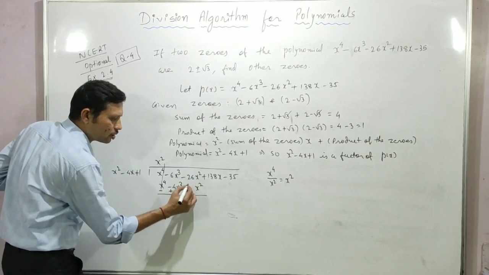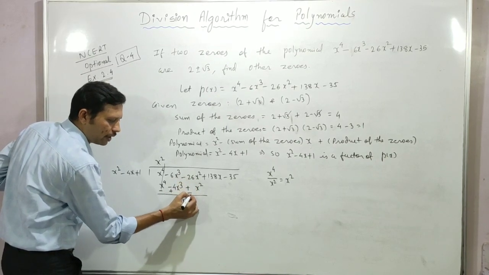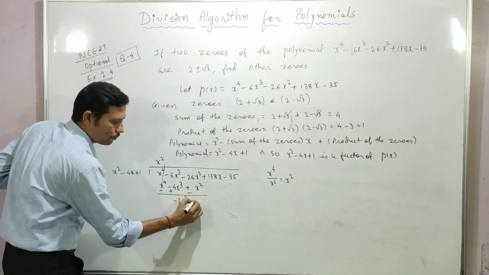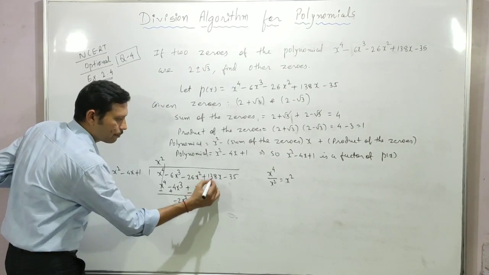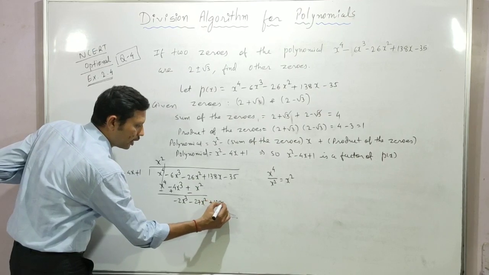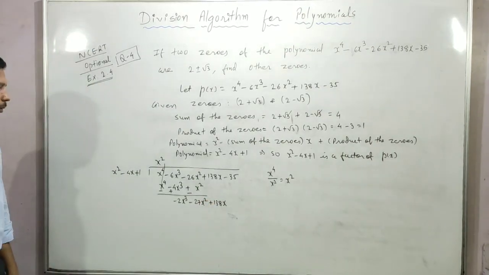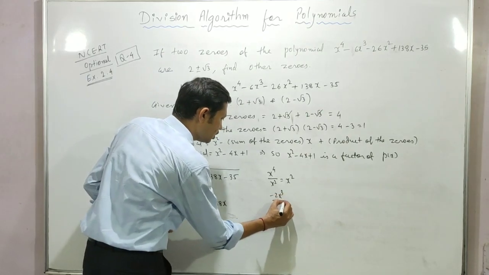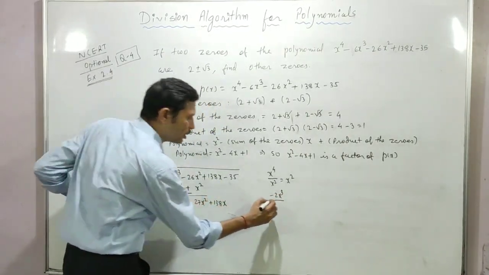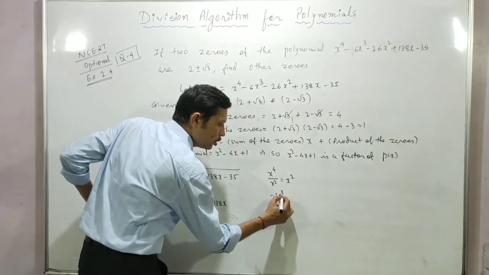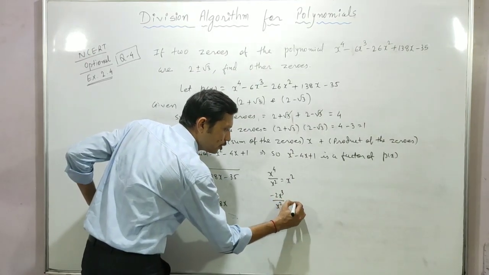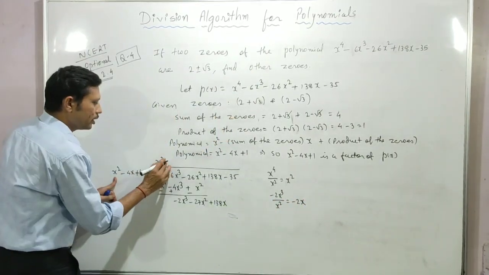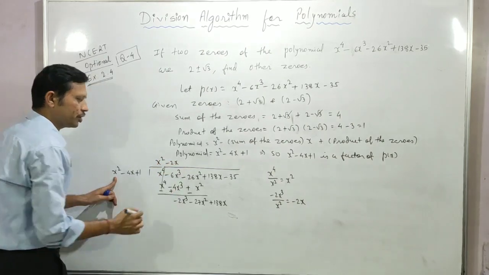Here, subtraction, both the terms have the same sign, minus minus, so addition: 27x square. Here plus 138x should be carried. Now the first term of the dividend, minus 2x cube, should be divided by the first term of the divisor, that is x square. So from the 3 I subtract the 2 power, so the remaining is minus 2x. That is the second term of my quotient.